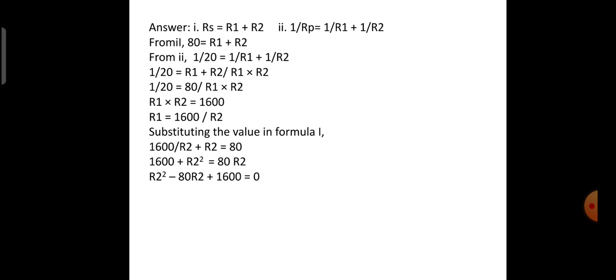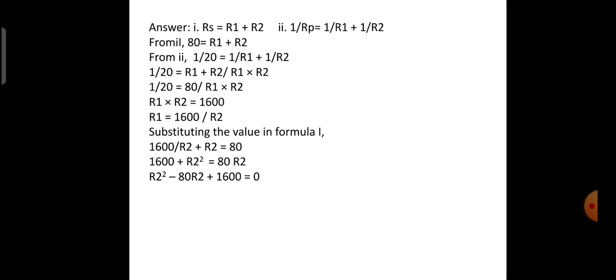So 1 upon 20 is R1 plus R2 divided by R1 multiplied by R2. We are just doing the addition over here, and hence 1 upon 20 is equal to 80, that is the sum of R1 plus R2 divided by R1 multiplied by R2. Now again rearrange. R1 multiplied by R2 is equal to 80 multiplied by 20, that is 1600, and hence R1 is equal to 1600 divided by R2.